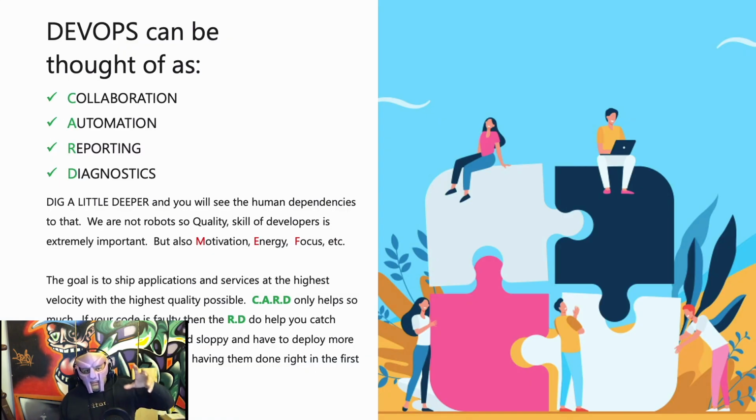I break DevOps down into 4 parts, right? Those 4 parts entail all of the pieces and essentially all of the tools, whether you're talking about coding, whether you're talking about monitoring, whether you're talking about deployment. I break it down into collaboration, automation, reporting, and diagnostics. I call it CARD.